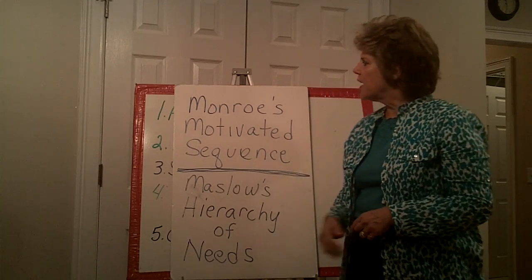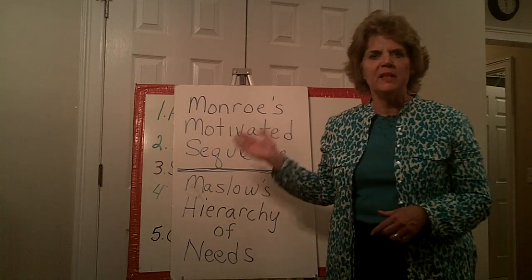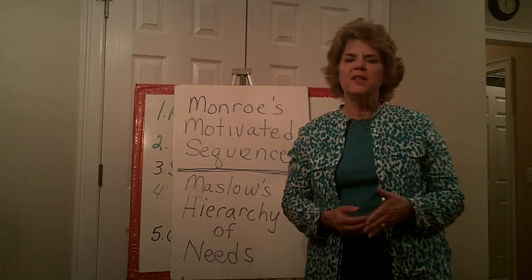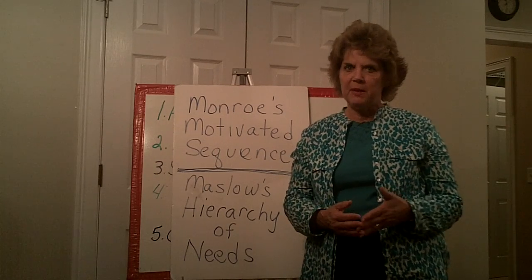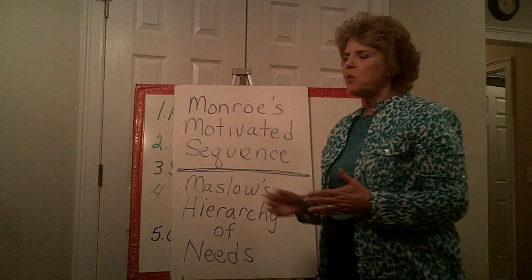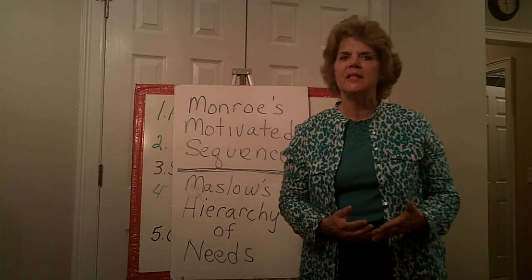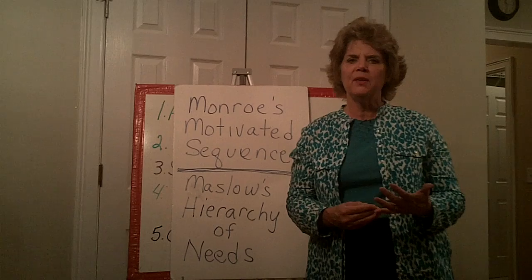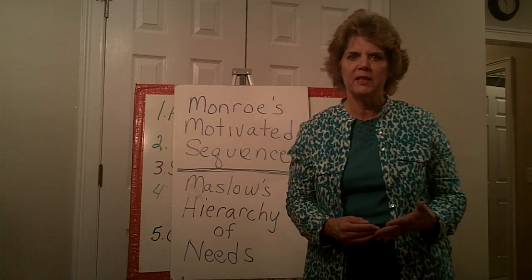Okay, we're going to talk about Monroe's motivated sequence and Maslow's hierarchy of needs. These two theories are going to be used for our persuasive speech. In this speech, persuasion has some major elements that are more than what you have in an informative speech. We want more pathos, more ethos, and more logos.